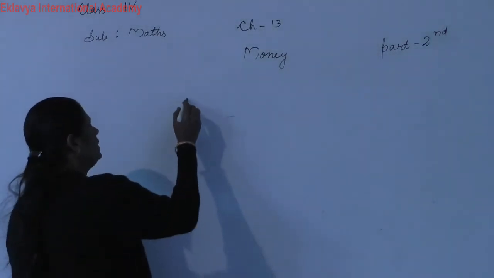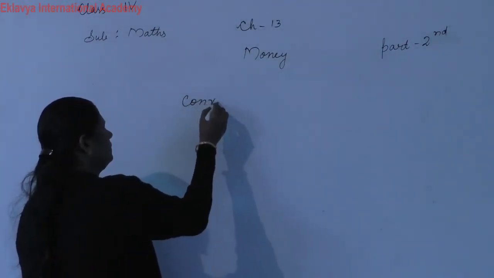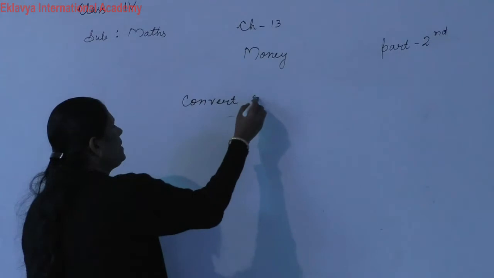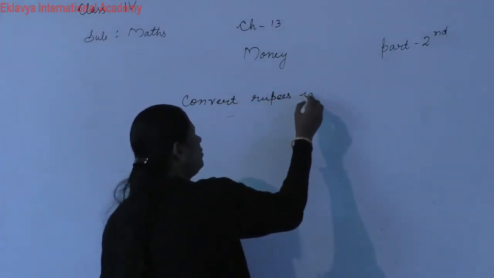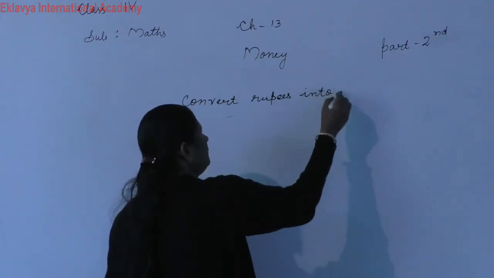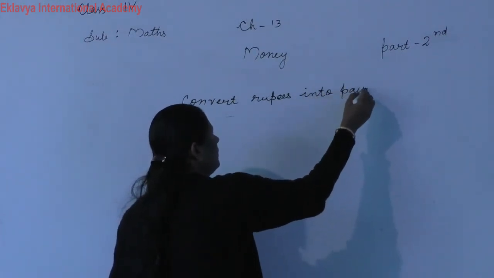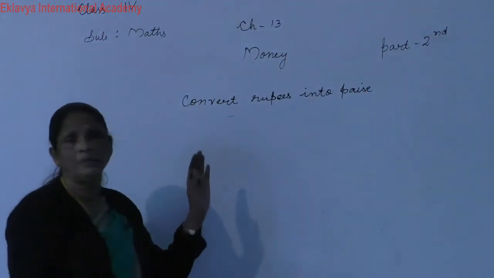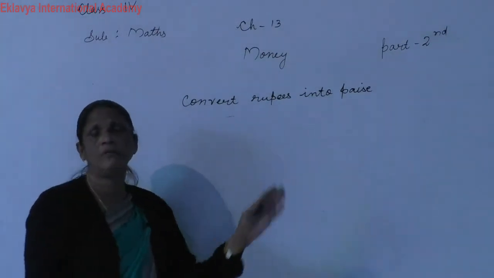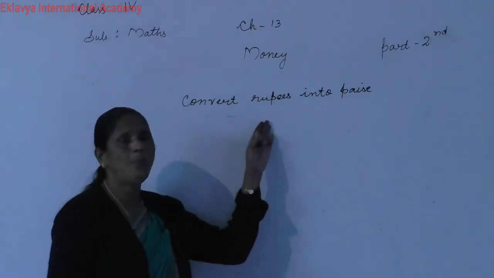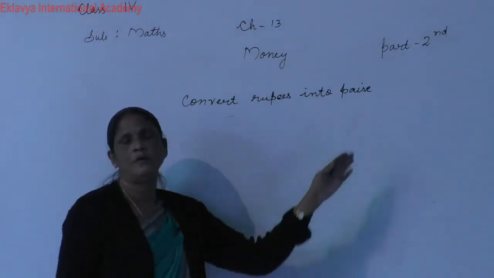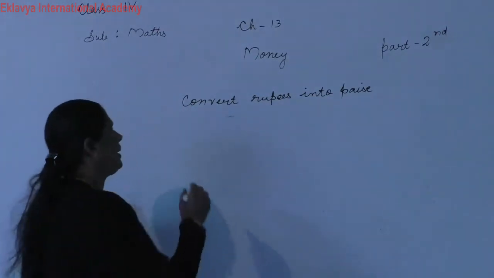First, convert rupees into paise. To convert rupees into paise, we multiply by 100.